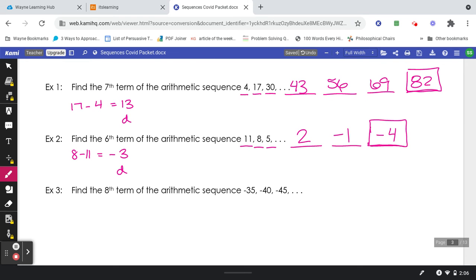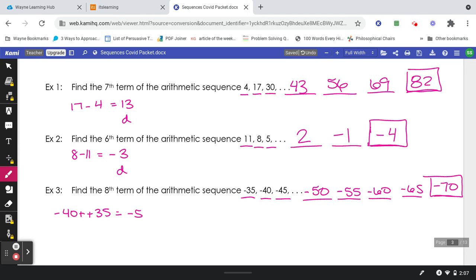Example number 3, I'm looking for the 8th term. 1, 2, 3, 4, 5, 6, 7, and 8. All right. These numbers look like they're counting by 5s. They're actually getting smaller by 5. So you could do negative 40 minus negative 35 to get negative 5. So I'm just subtracting 5 each time. I think I can do this one in my head. Negative 50, negative 55, negative 60, negative 65, and finishing up with negative 70 as a final answer.